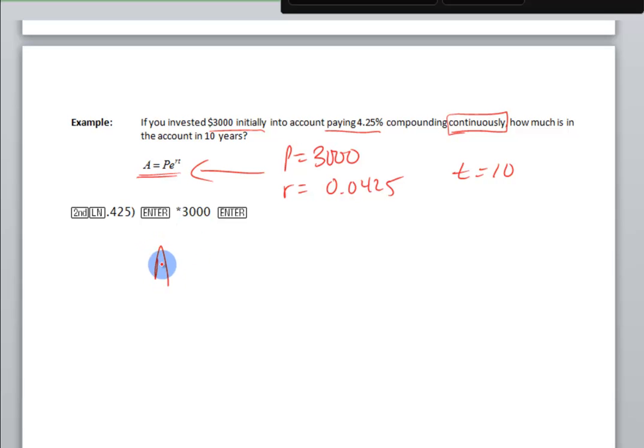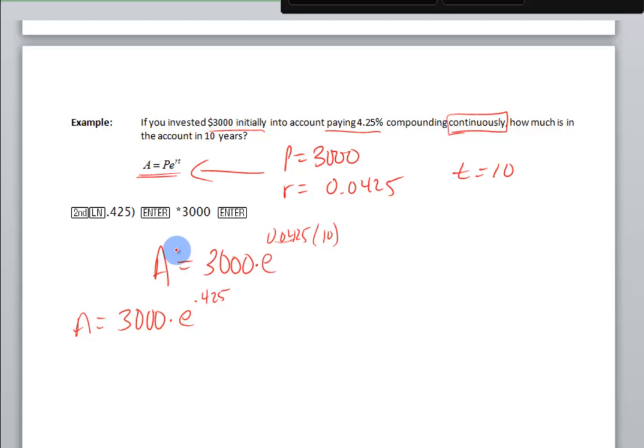So remember, this is what it will be written out as. P is 3,000 times e to the rt, 0.0425 times t is 10. Alright, well, this times 10 means get bigger, move the decimal spot one spot to the right, right there. So what I'm going to put in the calculator is 3,000 times e to the 0.425.